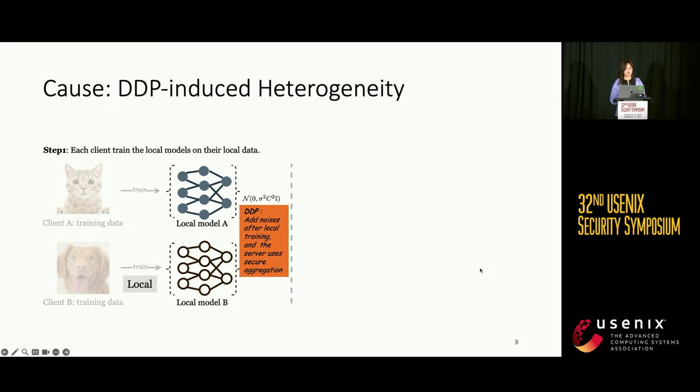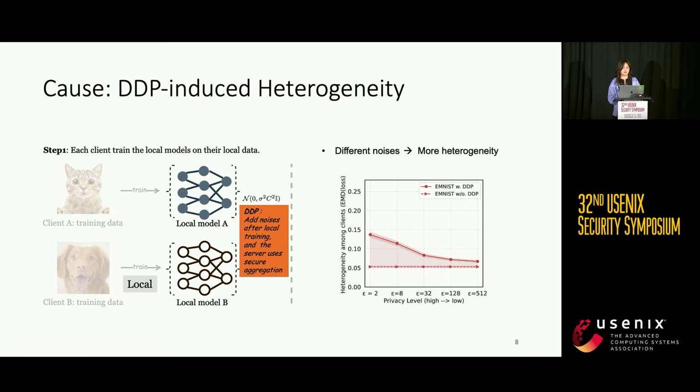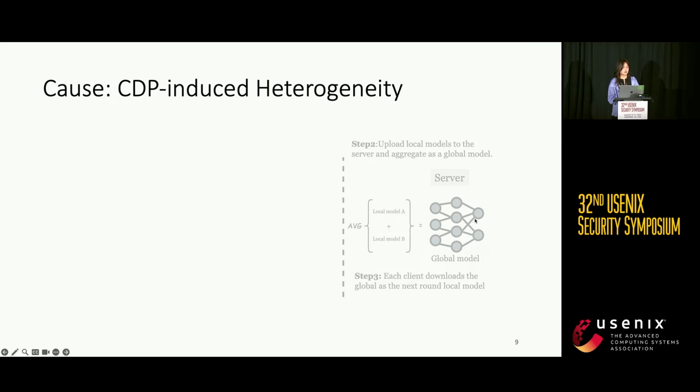The second one is DDP. Similar to LDP, DDP's noise is also added locally. Here we have a similar observation that DDP will introduce heterogeneity like LDP, and a smaller epsilon will bring more heterogeneity. The third one is CDP.